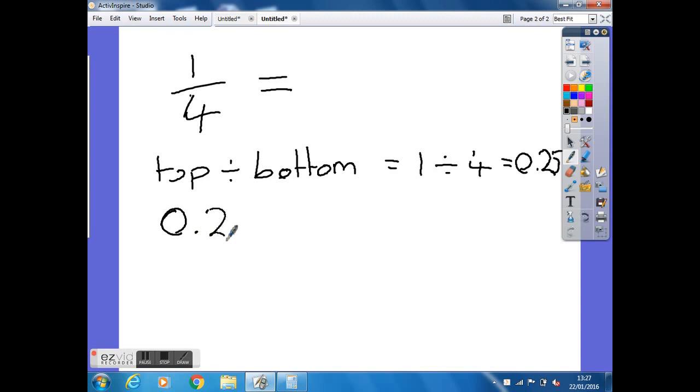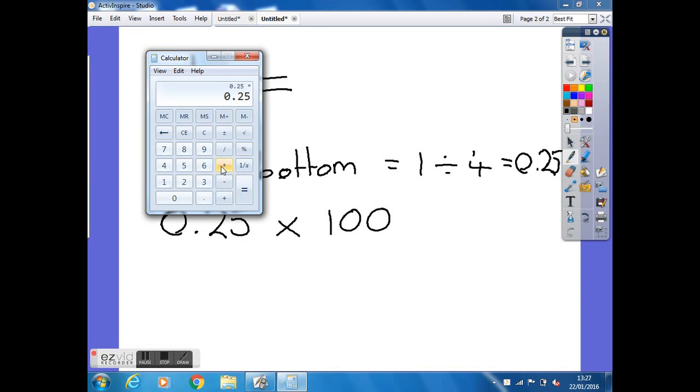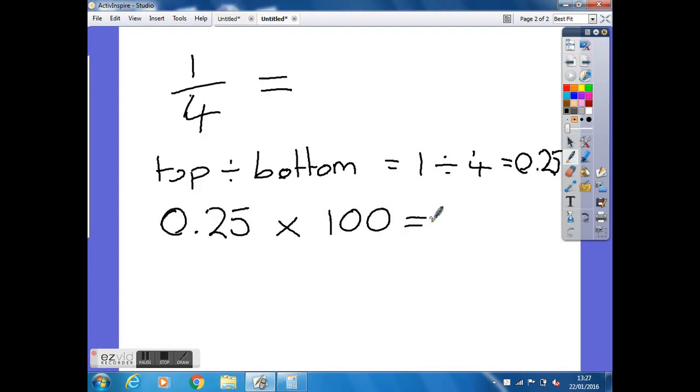Then if we're wanting to put that across to a percentage, we always take your decimal and then multiply it by 100. So again, come back to the calculator, multiply that, which is equal to 25%. Now that's how we can convert between fractions, decimals and percentages relatively easily. And that's the end of this tutorial.